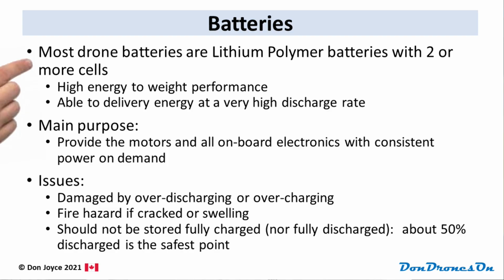I mentioned that the ESC delivers power from the battery to the motors, so we better talk about the battery now. Drone batteries are usually lithium polymer or LiPo batteries, although some drones, like the original DJI Mavic Mini, use lithium-ion batteries. LiPo batteries, at least at the present time, provide the best energy-to-weight performance and offer a very high discharge rate. In technical terms, they have a lot of oomph and they can deliver it fast.